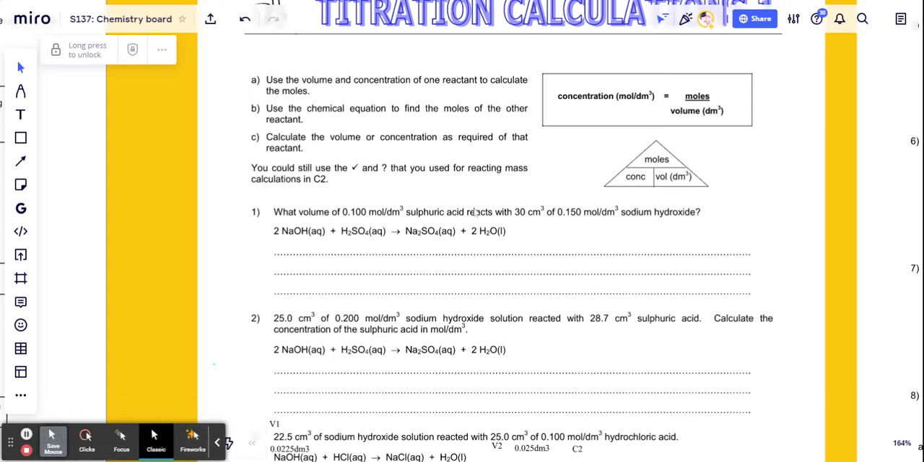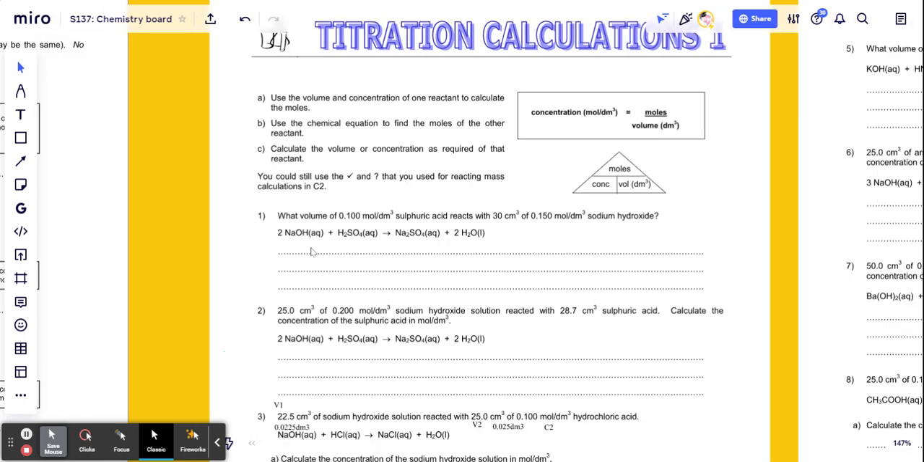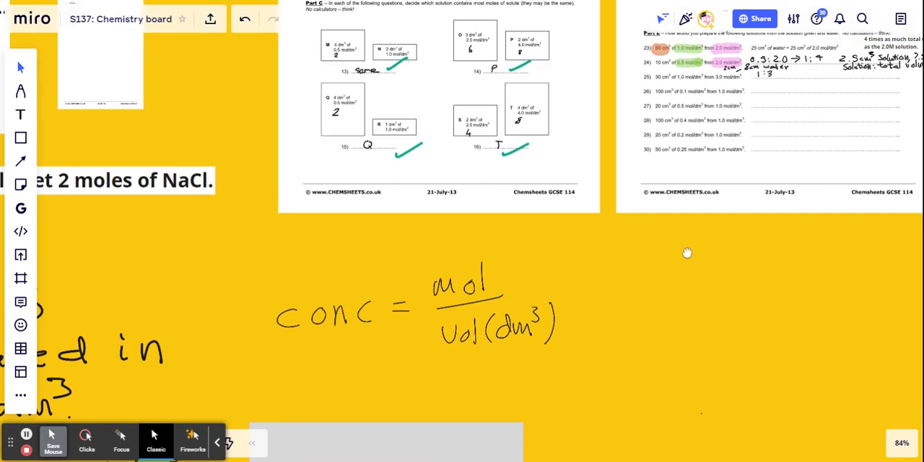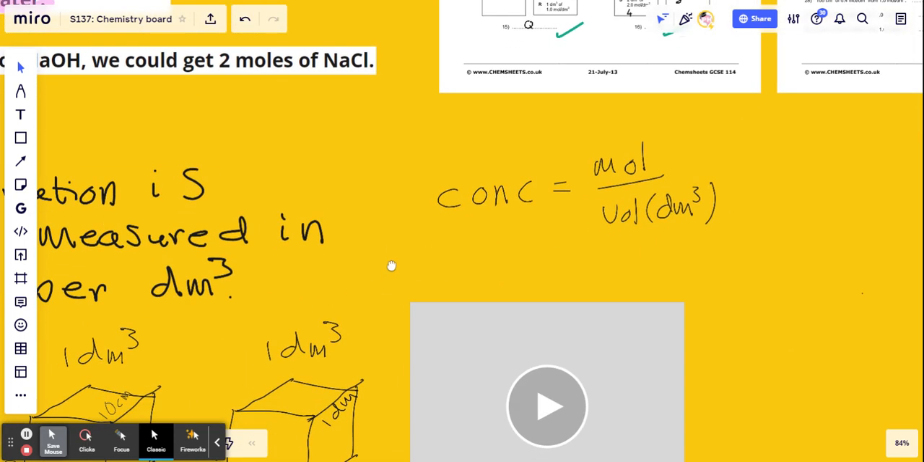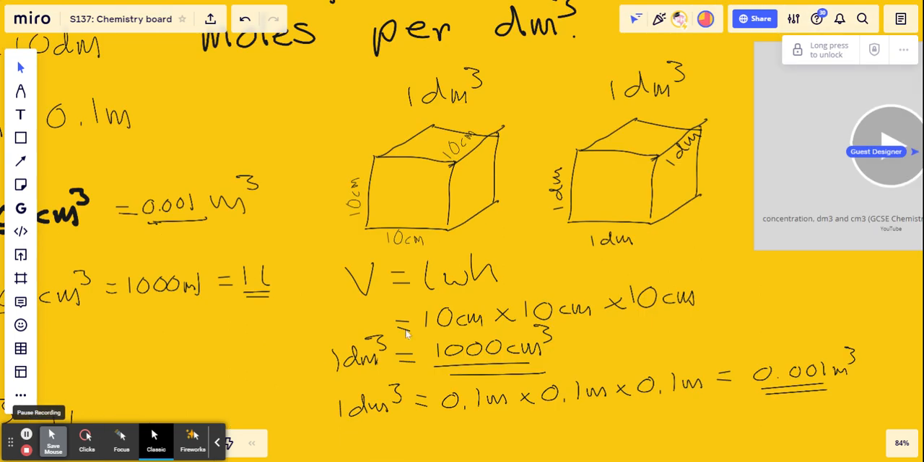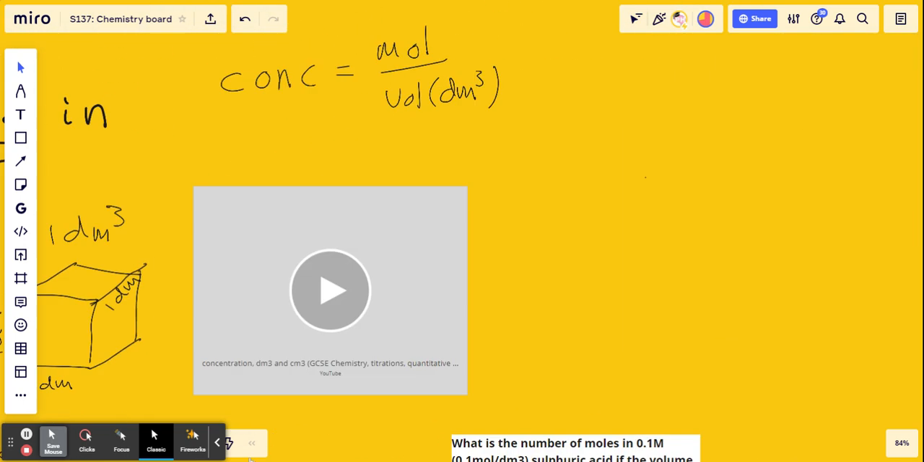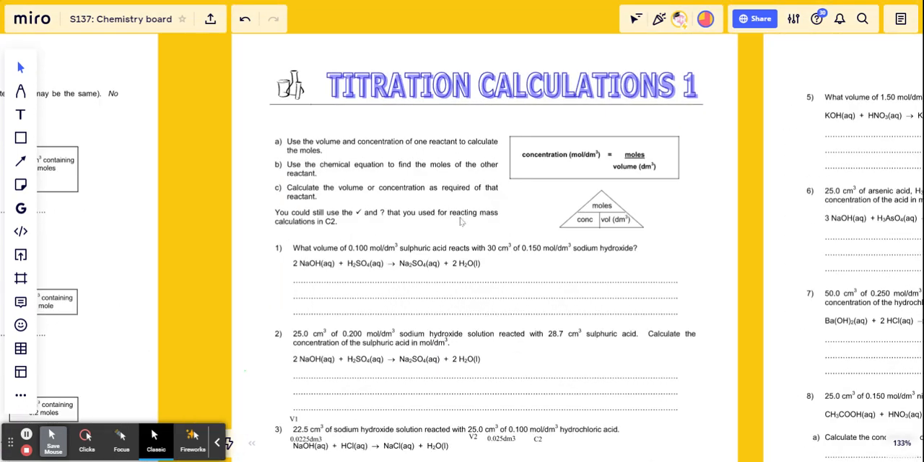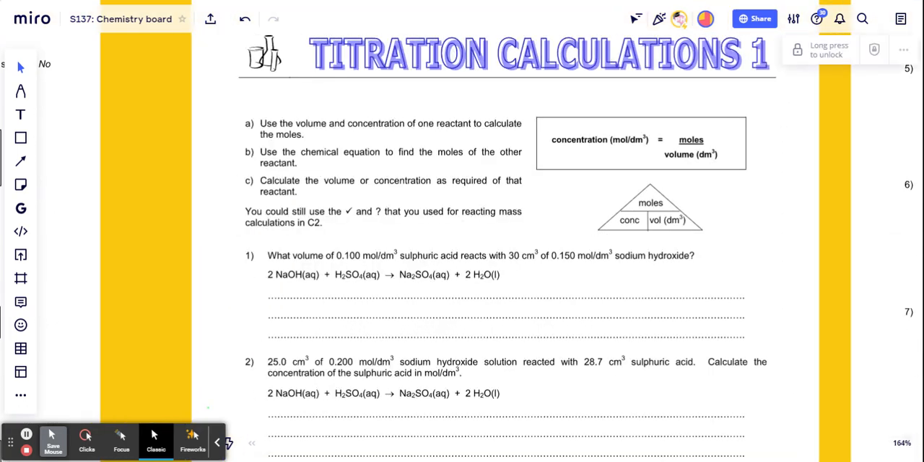Okay, so we've looked at how to calculate concentration, or how to convert units of volume from decimeter cubed to centimeters cubed and vice versa. Let's just recap how many are in each one. So 1 decimeter cubed is equal to 1,000 centimeters cubed. Bear that in mind, because that's going to be important for how to do this calculation. So let's start off by making a note of that.